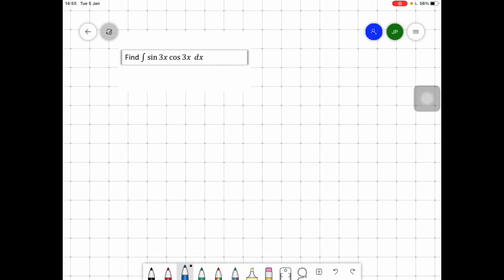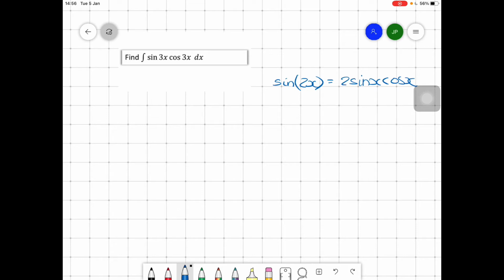Now we haven't looked at integrating if we've got a product yet, so I want to try and eliminate that product. Now if I see sine and cos multiplied together with the same variable in there, I should hopefully recognise that quite quickly. This is a representation of the double angle formula for sine, because I know that sine 2x equals 2 sine x cos x.